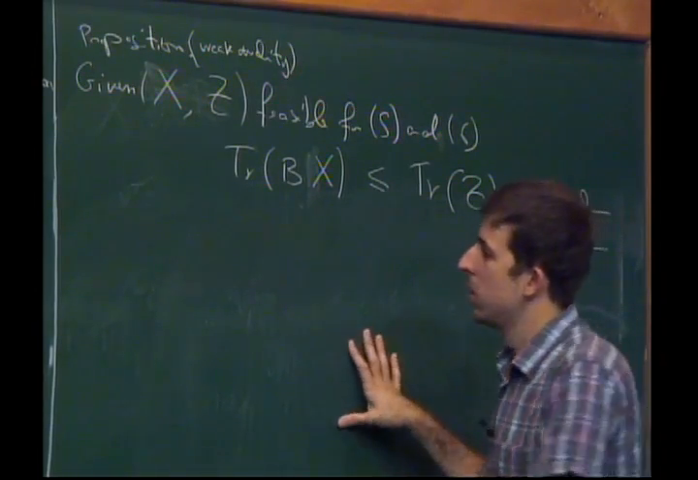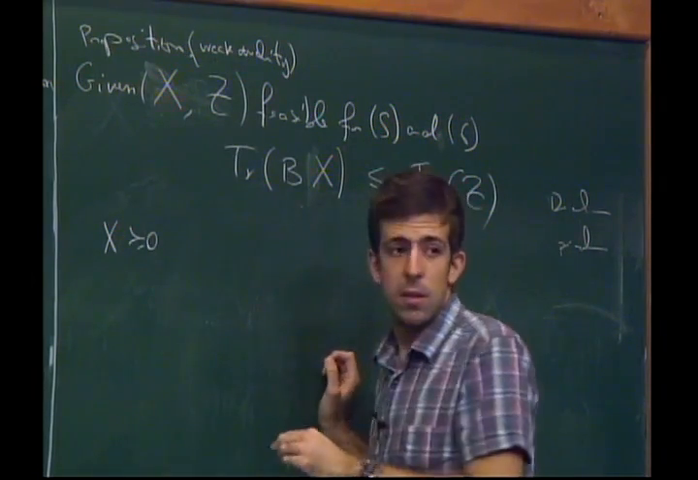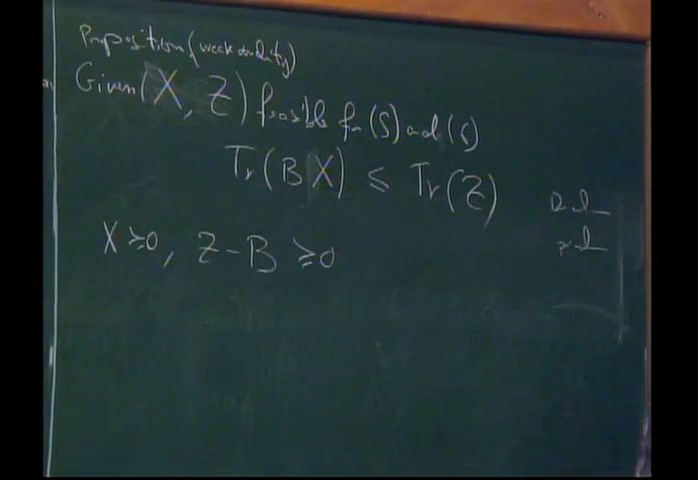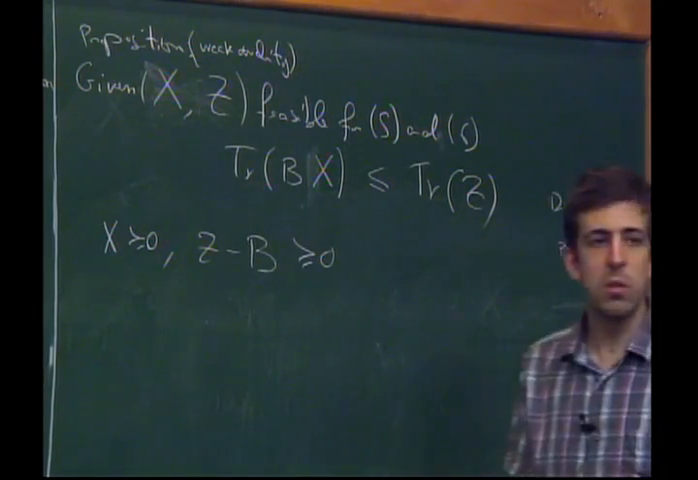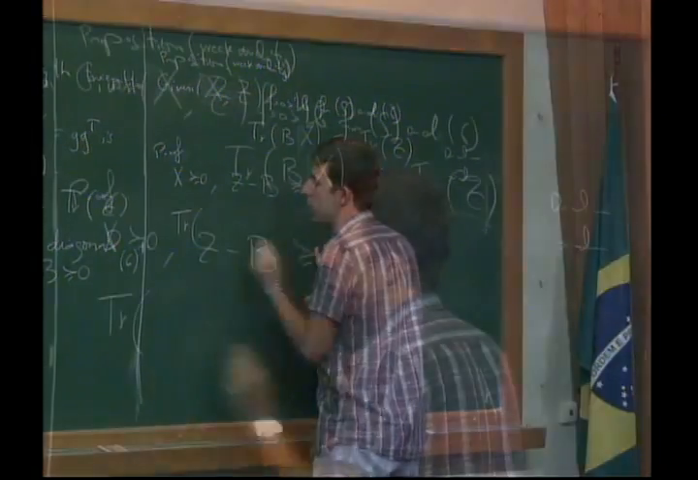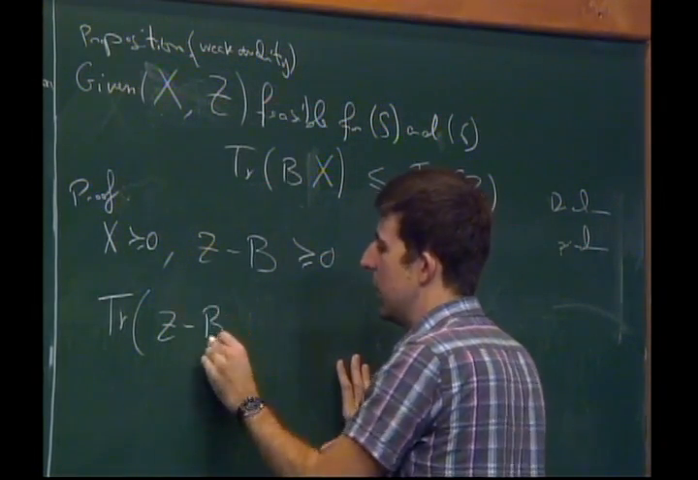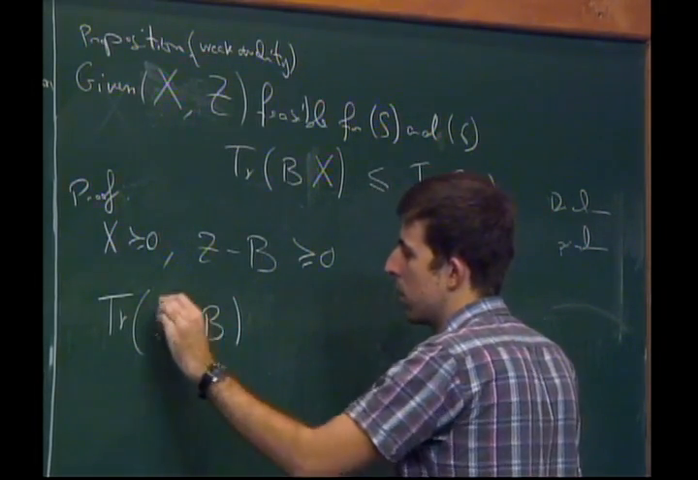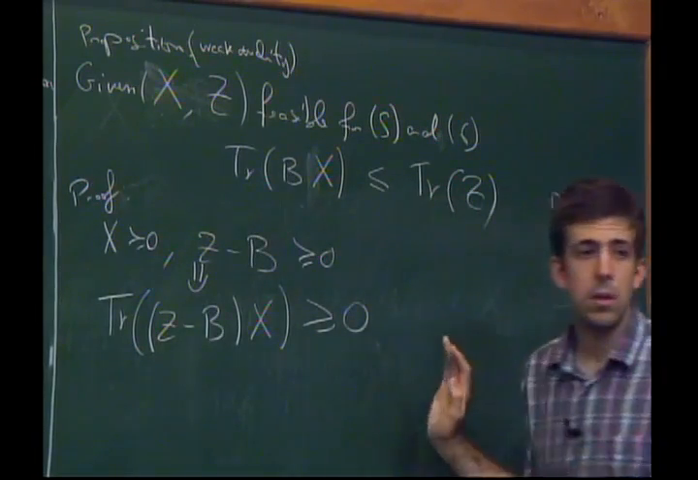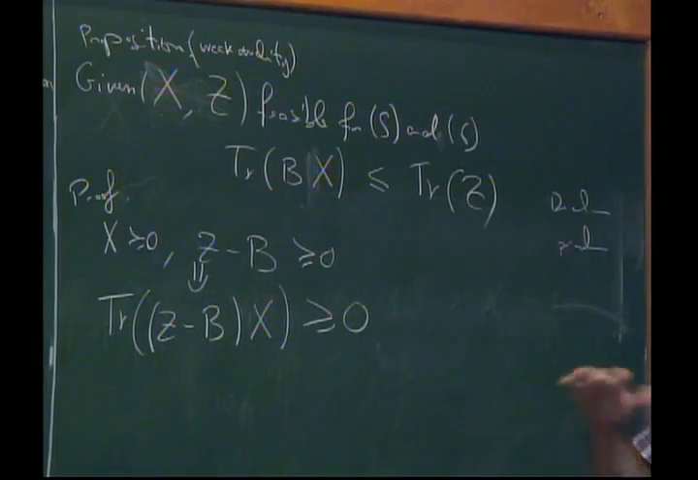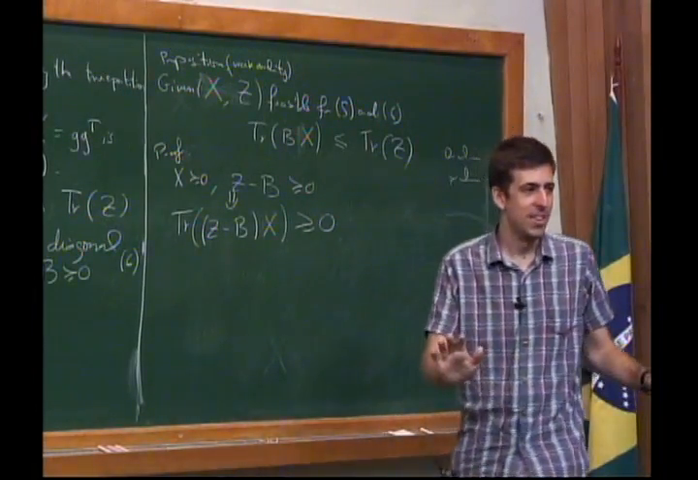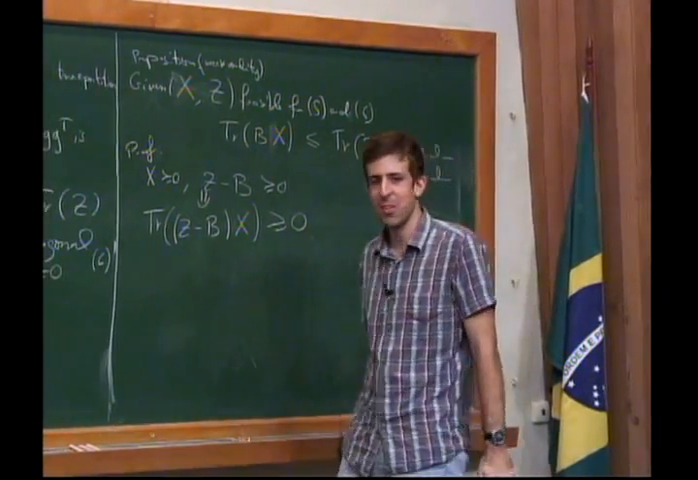This is very simple. So X is positive semi-definite, and Z minus B is positive semi-definite. The trace of the product of two positive semi-definite matrices is non-negative. So proof: trace of Z minus B times X. Okay, does everyone agree with this? Am I going too slow or too fast, or just the perfect speed? It's good? Okay. Please stop me or tell me to go faster if I'm going too slow.